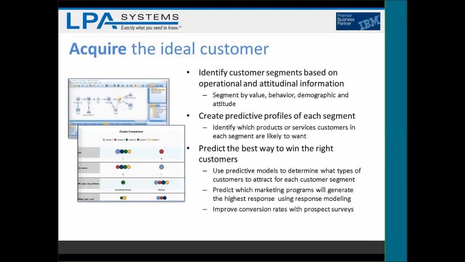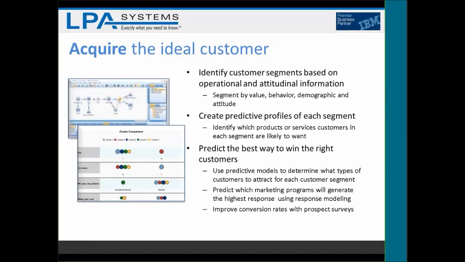Now we're making great progress. We've now got segments. We know what we're going to harness, or what products we're going to pitch to each of these segments. Now we need to find out, how do we find the right customers for each of these segments? We can use predictive models to determine what types of customers, based on our history that we've used before, to attract to each of these different customer segments.